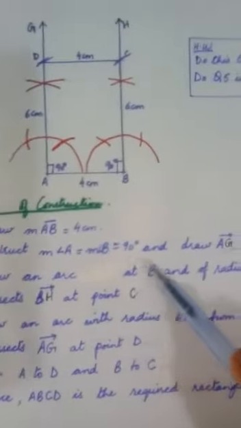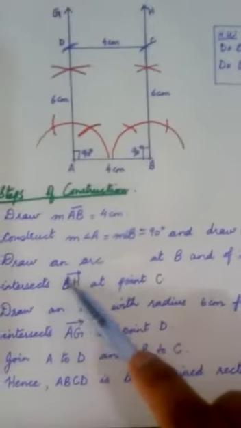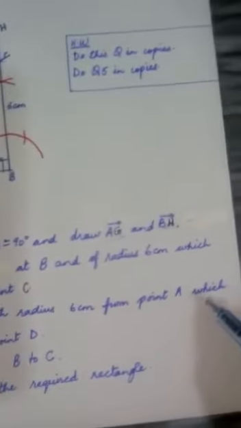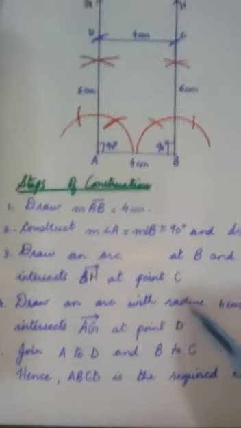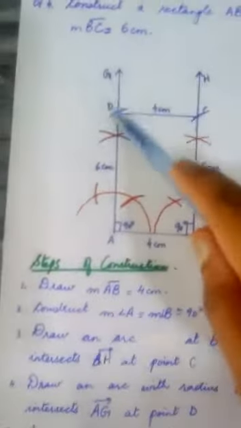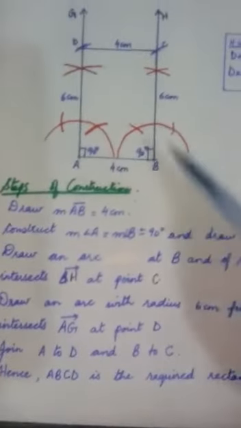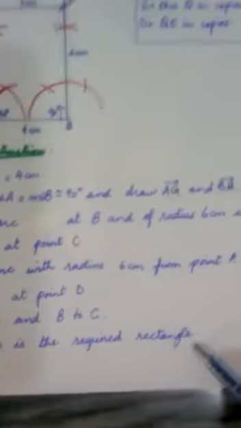draw an arc at point B of radius 6 centimeter which intersects BH at point C, as you can see here. Next, draw an arc with a radius of 6 centimeter from point A which intersects ray AG at point D. Join point A to D and B to C, as you can see here. Hence ABCD is the required rectangle.